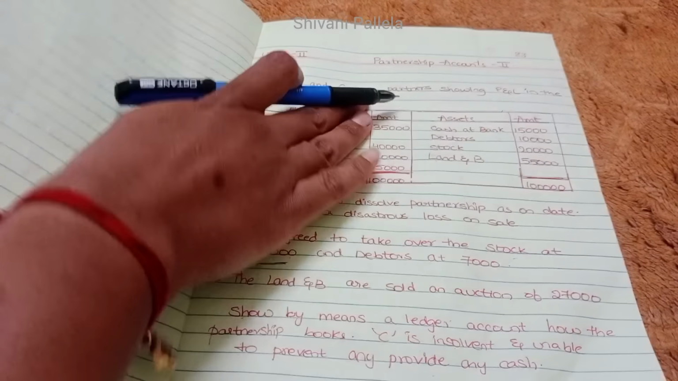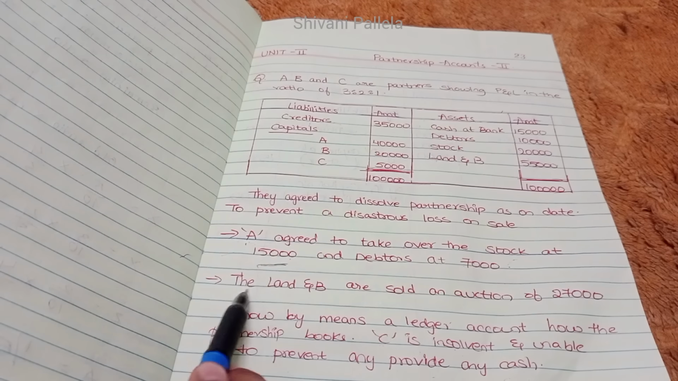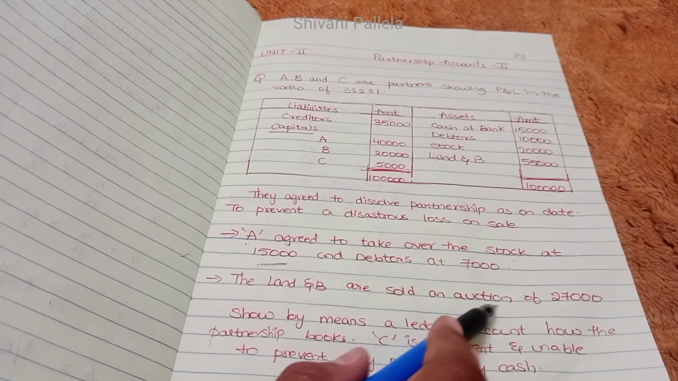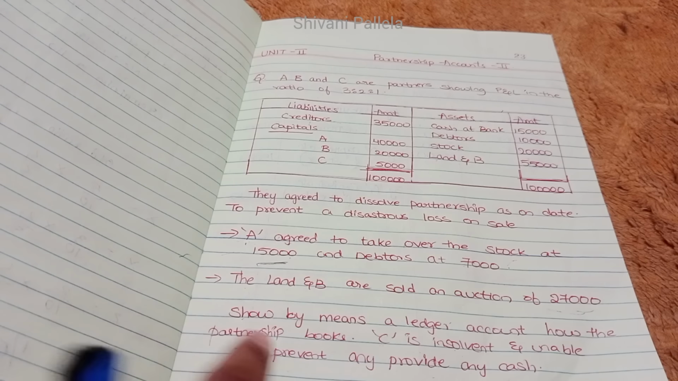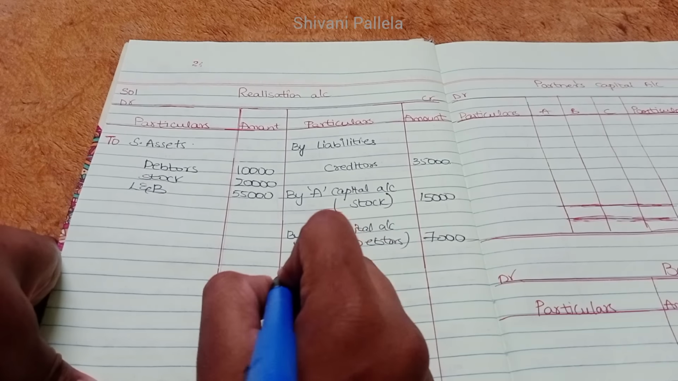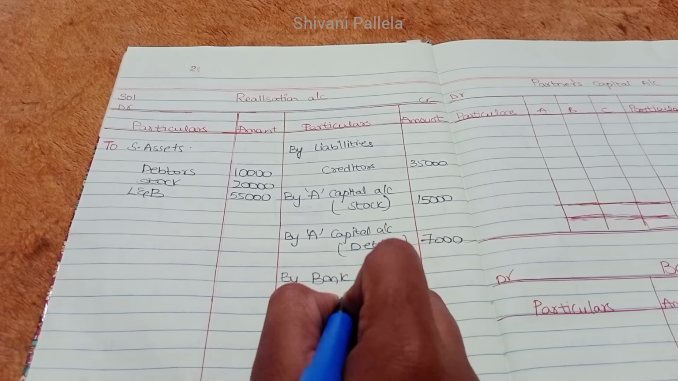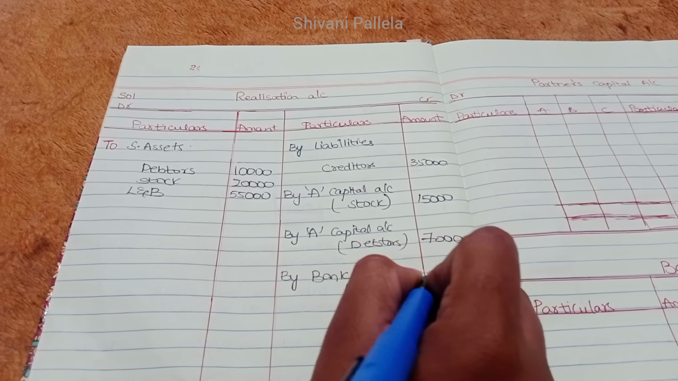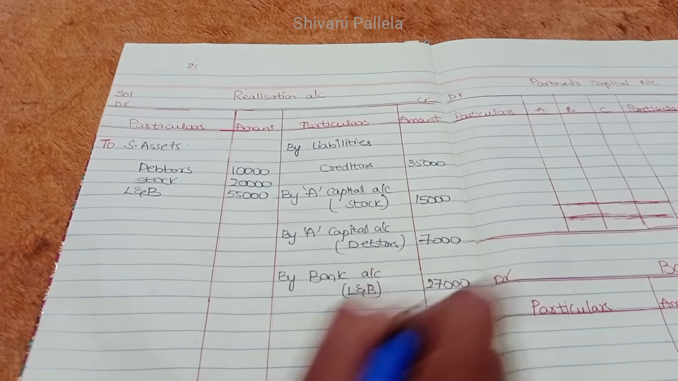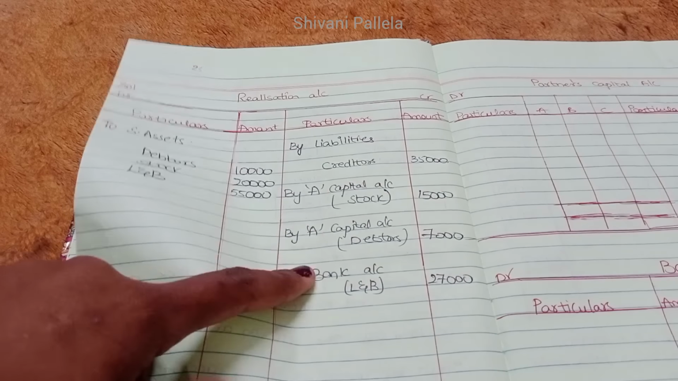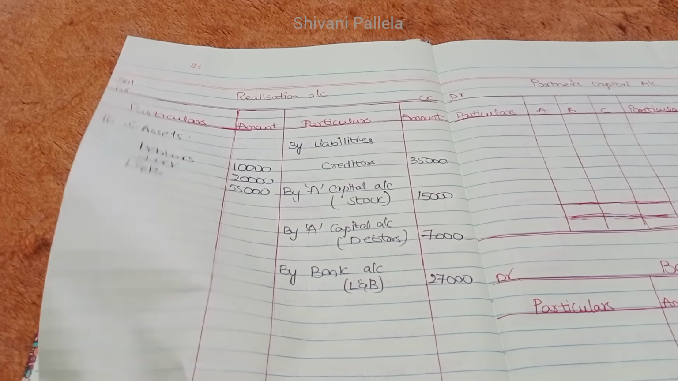Okay, this is over, this is over, this is also over. Land and buildings are sold at auction for 27,000. Land and buildings are sold, so by bank account, land and buildings were sold for 27,000. We need to enter this in the bank column, so that's why I'm writing it like this.